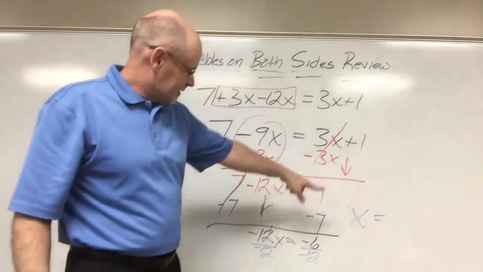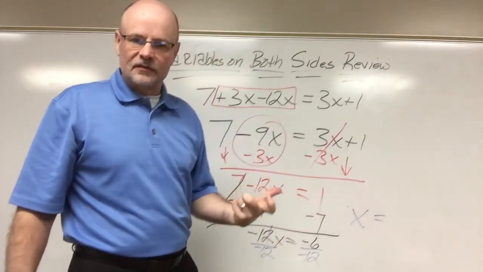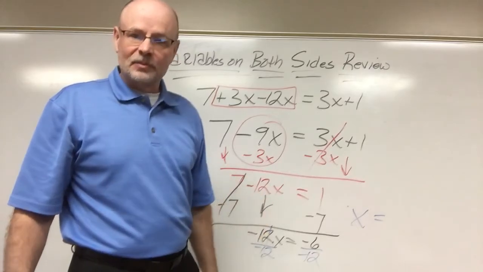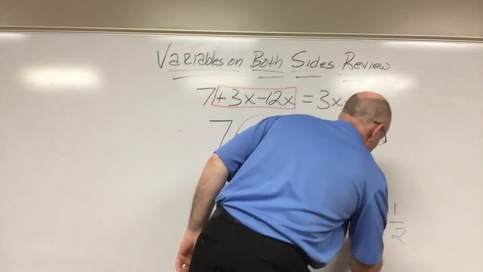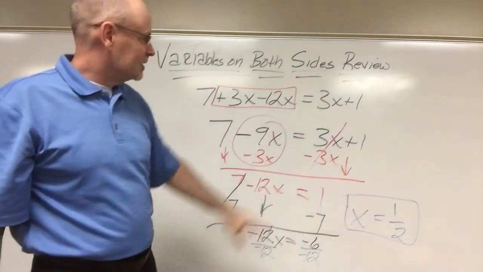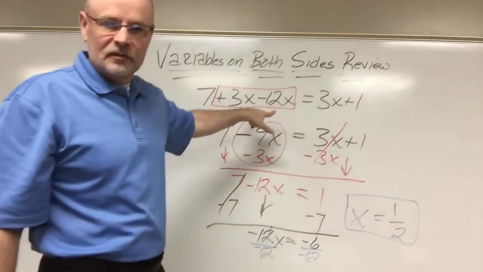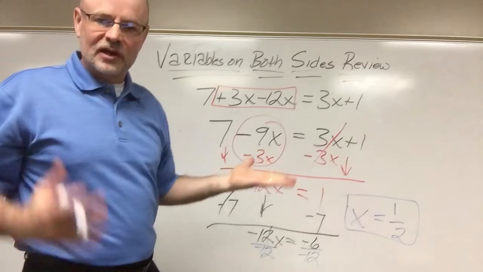That simplifies, leaving me with my x, negative 6 divided by negative 12. A negative divided by a negative is a positive. So I'm left with the answer of 1/2. So if I was to substitute 1/2 in for both of these variables, the x's over here, and did all the work, you would see that both sides would be equal to each other.